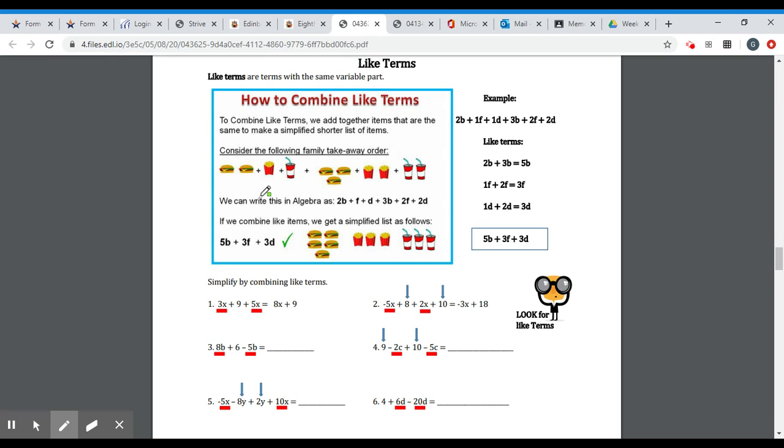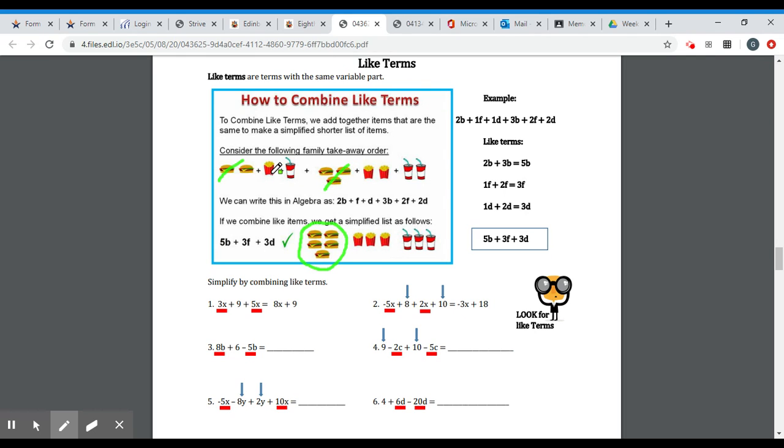So if I'm going to combine these all together, I can only combine them with the same item. So if I have 2 burgers on this side and 3 burgers over here, I can only combine the burgers by themselves. So when I combine them, I have 5 burgers, and that gets rid of my burgers.